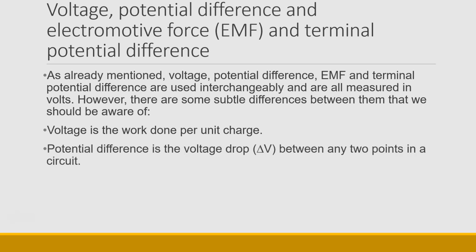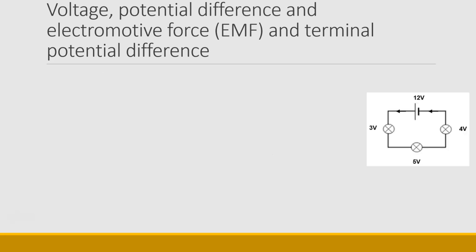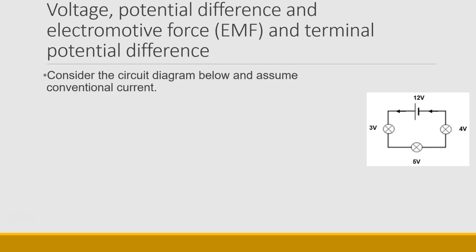When we talk about the potential difference, we are really talking about the voltage drop between any two points in a circuit. So what do we mean by that? Let's consider this circuit diagram over here, and we're going to assume conventional current direction, meaning from the positive terminal to the negative terminal, but it wouldn't make any difference to this discussion anyway.